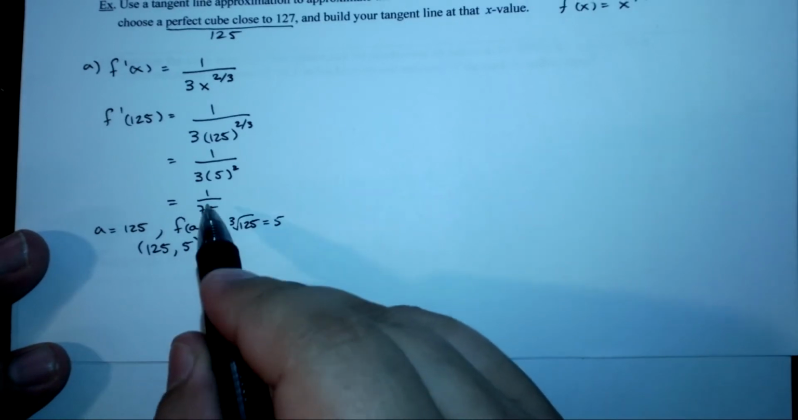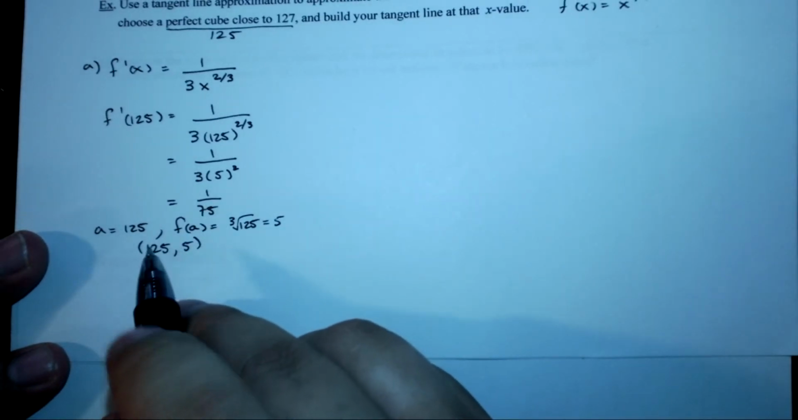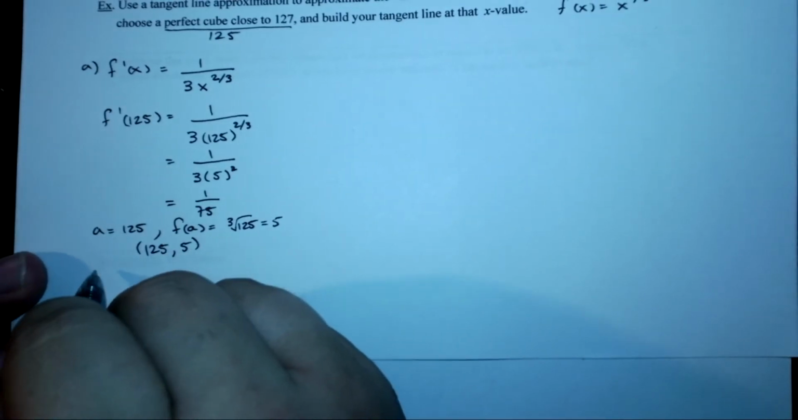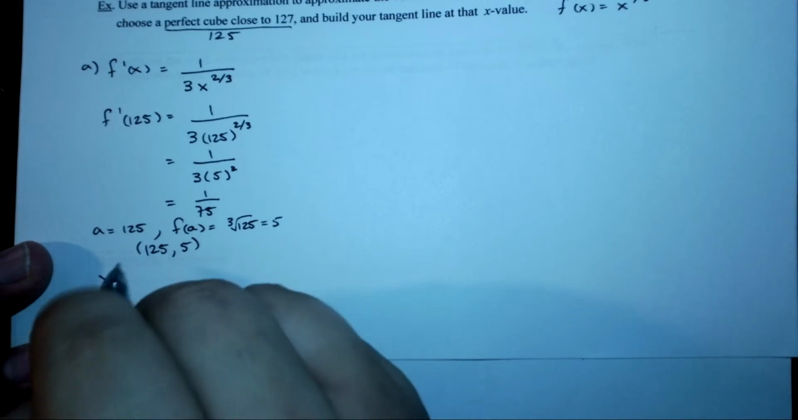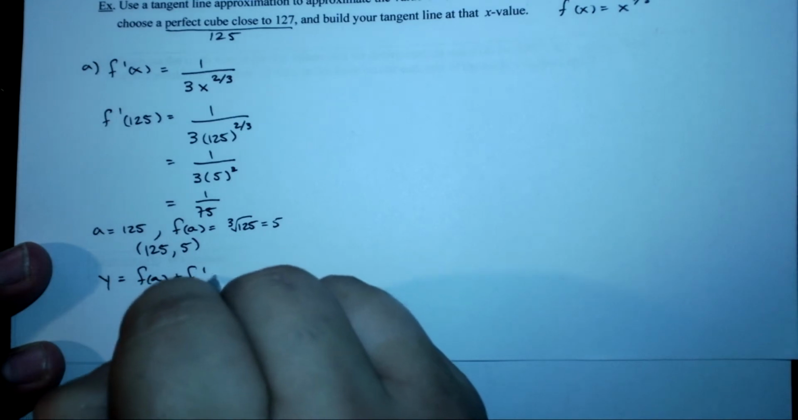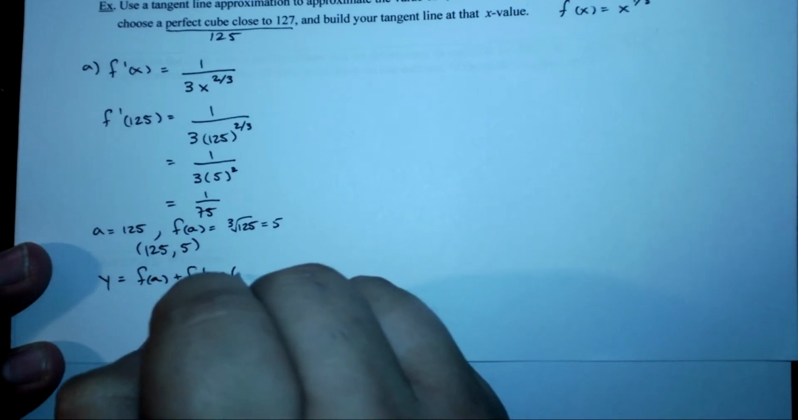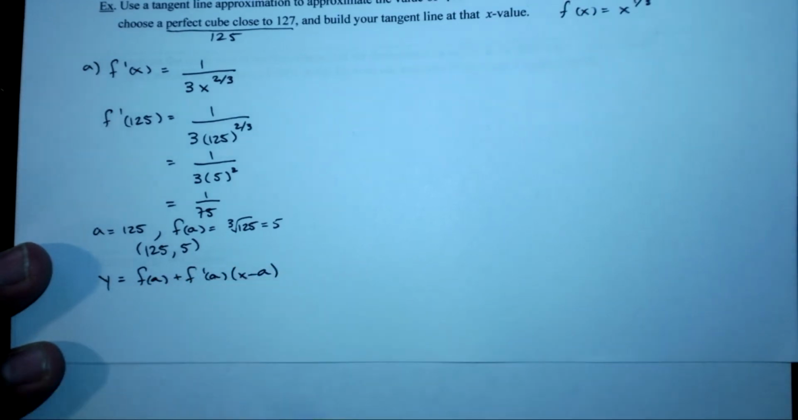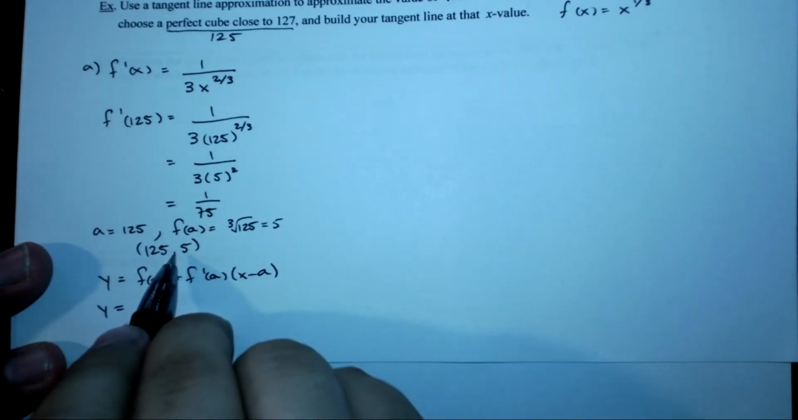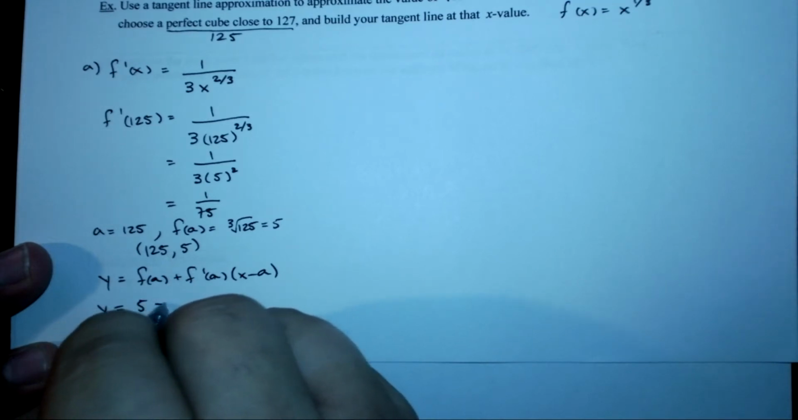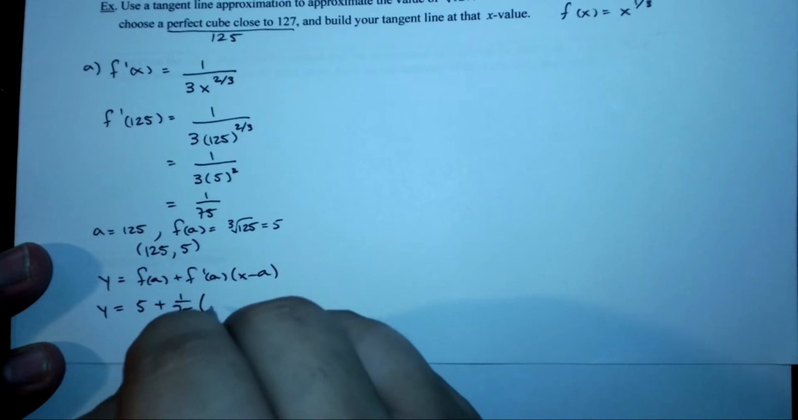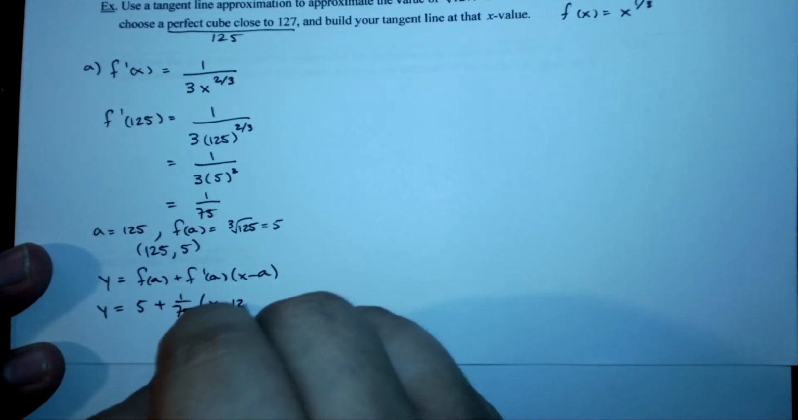So we have our slope, we have our point, a and f of a. So let's plug it into our formula again. That was y equals f of a plus f prime of a times x minus a. So that means y is equal to f of a, which is 5, plus f prime of a, which is 1 over 75, times x minus 125.